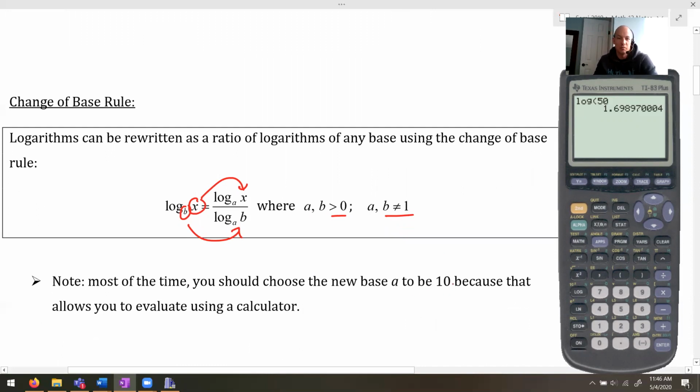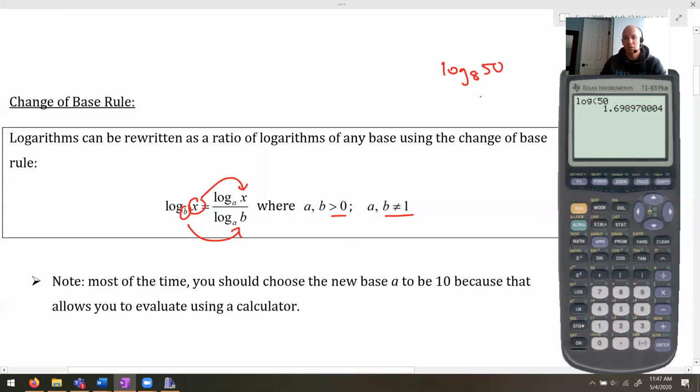That's simply because calculators all have base 10 logarithms, but you can choose it to be anything you want, and that's the beauty of this. So if I wanted to calculate, what was the hypothetical question? Log base 8 of 50, I think it was.